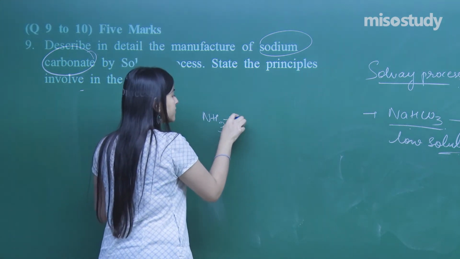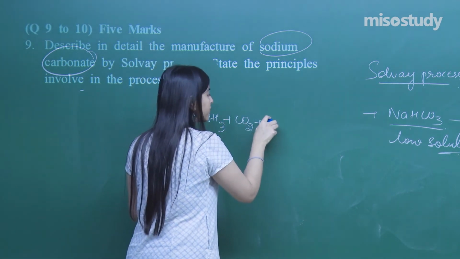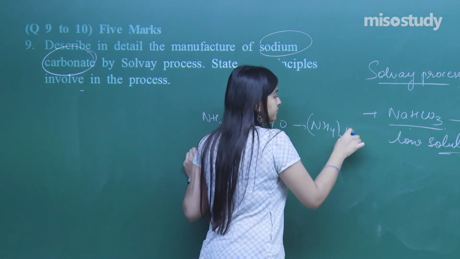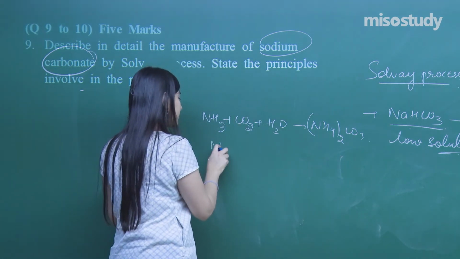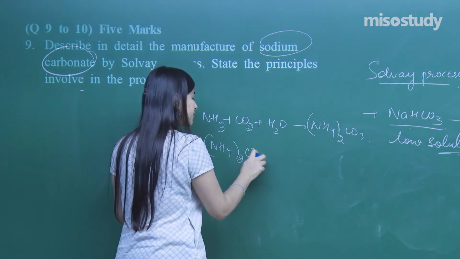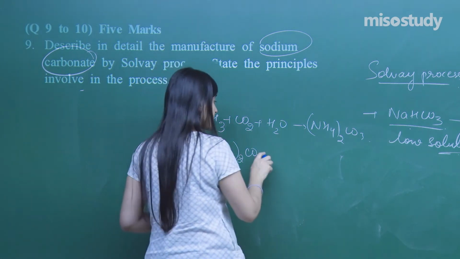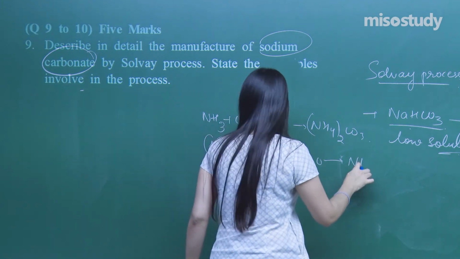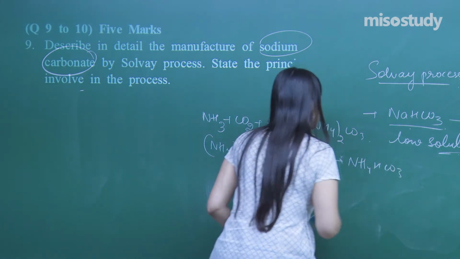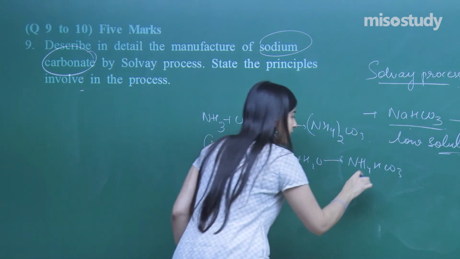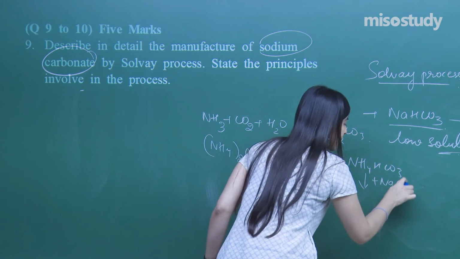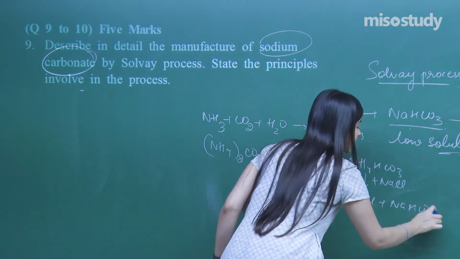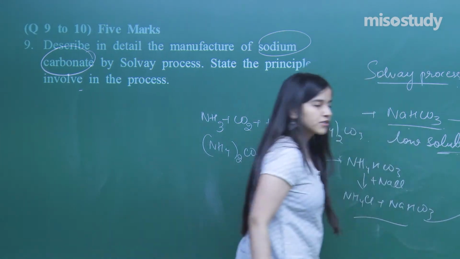Ammonia, I need to prepare the ammoniated solution, passing CO2 through it. We get ammonium carbonate. Once I get this ammonium carbonate, I need to convert it into ammonium hydrogen carbonate. Again, I am passing more and more CO2, giving NH4HCO3. Now, once I get this, what will happen? I need to add NaCl, and we get NH4Cl plus NaHCO3 that I needed, and finally Na2CO3.